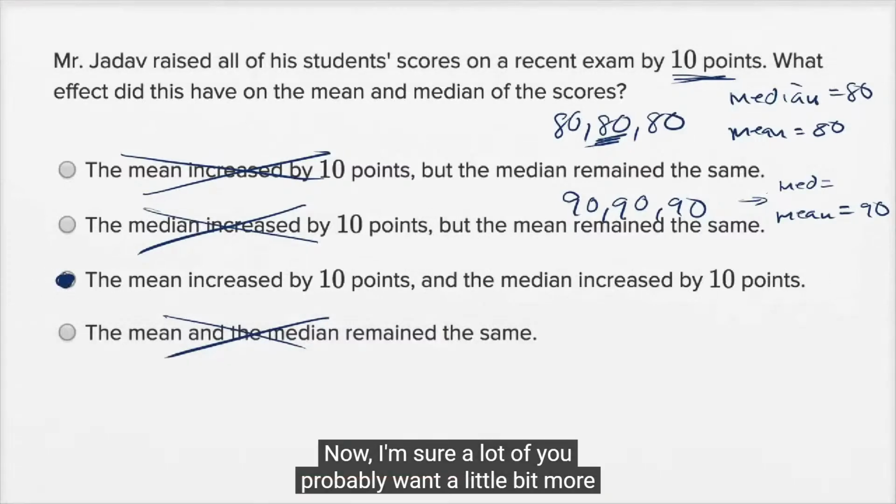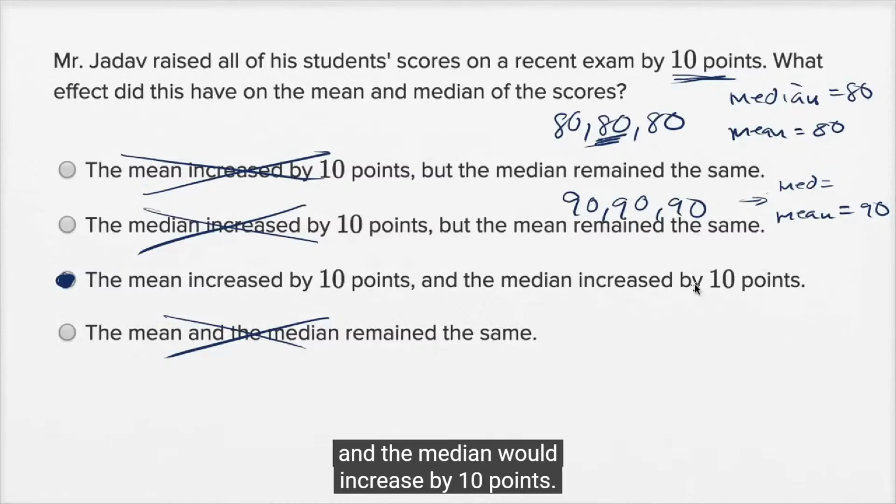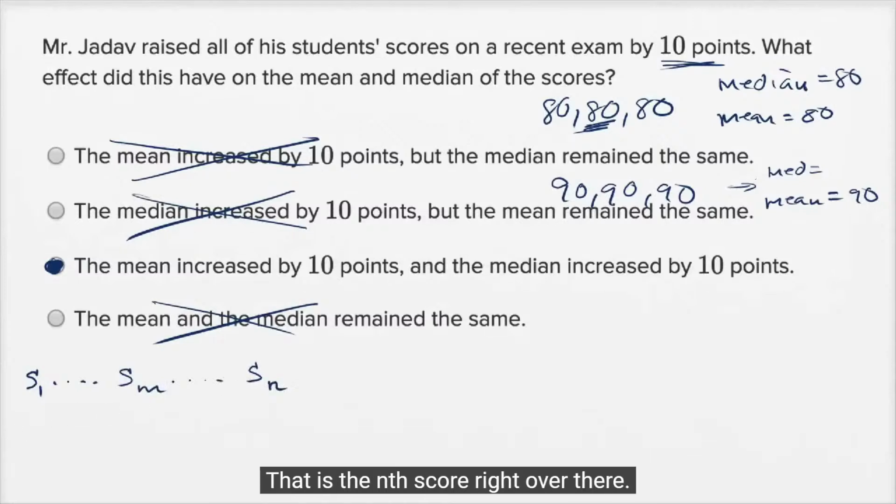Now, I'm sure a lot of you probably want a little bit more of a rigorous proof that we could say, for any combination of scores, the mean would increase by 10 points and the median would increase by 10 points. And for that, we could do a little bit of a justification, borderline proof right over here. So let's just imagine, this is the score 1, and then this right over here is the median score, and then we keep going, and then this is the nth. That is the nth score right over there.